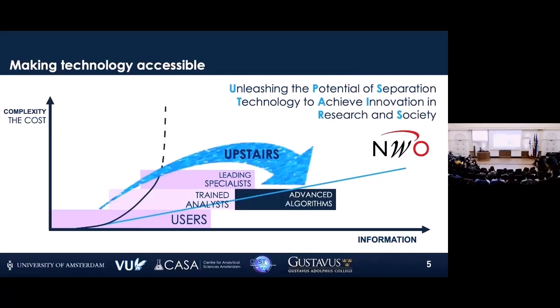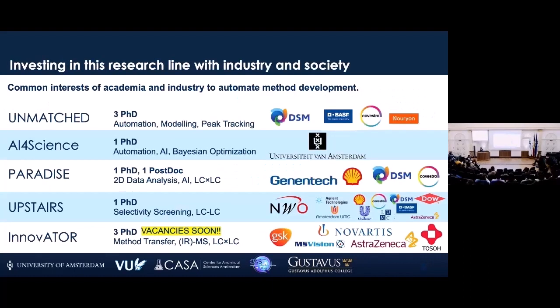So this is the UPSTAIRS program, the Unleashing the Potential of Separation Technology to Achieve Innovation in Research and Society. I'm a PhD student from, or I was from, Peter Schoenmakers, who always is the king of making acronyms like this. Here's some other ones. I don't know what AMX stands for anymore, but PARADISE is Propelling Analysts by Removing Analytical Data Into Sample-related Encumbrances. And like this, there are these things.